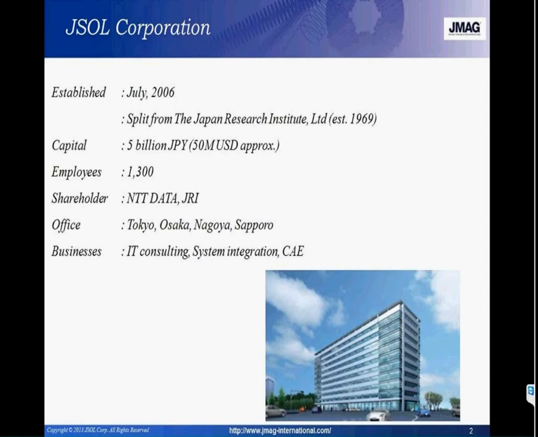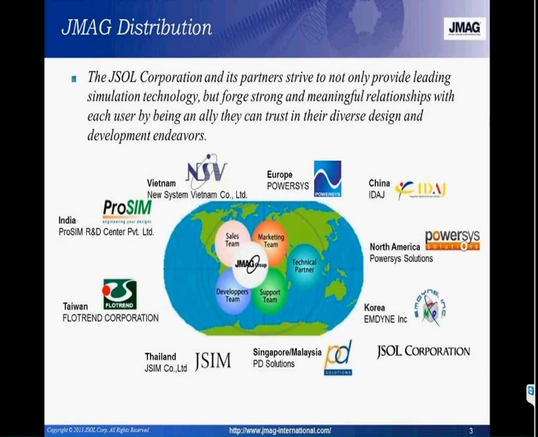So first of all, who we are. Well, JMAG is a software package that's manufactured by the JSOL Corporation. JSOL itself was established in 2006, but it was based on a split from the JRI, or Japanese Research Institute, which was established in 1969. JMAG was actually created in 1983, so we're a little over 30 years old now with our software, so a lot of experience. The JSOL Corporation is a very large company with 1,300 employees that has offices in Tokyo, Osaka, Nagano, and Sapporo, with the main business units being IT consulting, system integration, and CAE, of which JMAG is one of those CAE packages that they have developed. JMAG distribution occurs through a network of distributors located globally. The distributor in both North America and Europe is PowerSys Solutions.